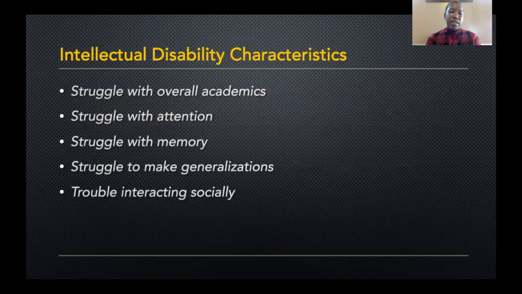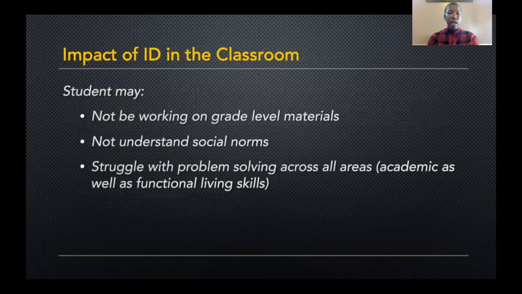And the characteristics, they would struggle with overall academics, attention, memory, generalization. You'd have to be very specific with these individuals, trouble interacting socially. In the classroom, it may look like a student not being on grade level. So for a student who has intellectual challenge, the teacher would not prepare grade level material. The teacher would modify and accommodate as much as possible to present the information, because we want success in the classroom. So that would be something that an educator would need to do.